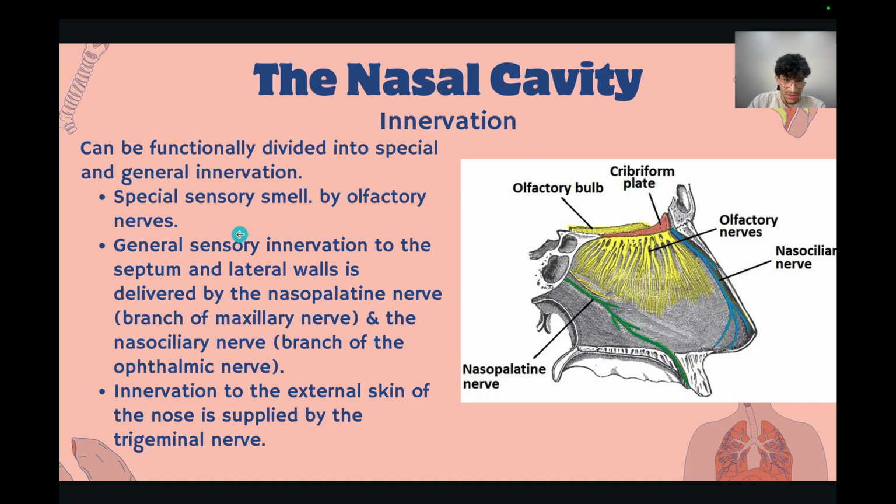And next we have general sensory, which is innervation to the septum and lateral walls. It's derived from the nasopalatine nerve, which is a branch of the maxillary nerve, and the nasociliary nerve, a branch of the ophthalmic nerve. And innervation to the external skin of the nose is supplied by the trigeminal nerve.